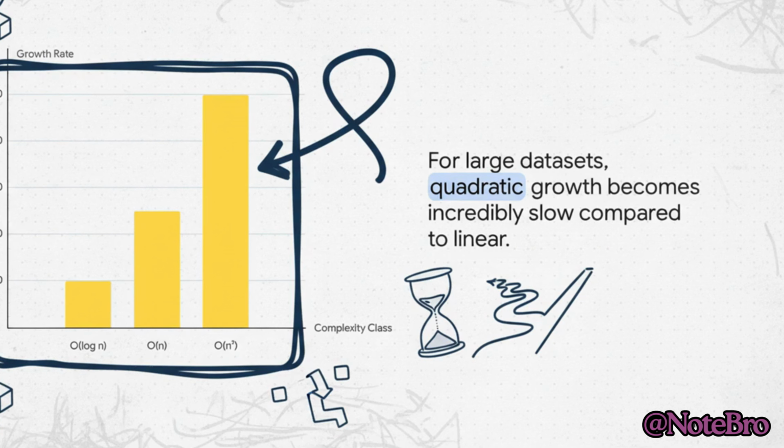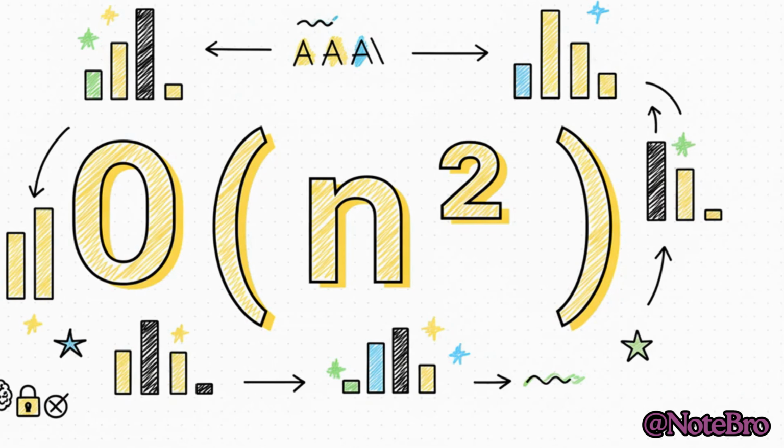But a quadratic one, O of n squared, that thing just explodes. You double the data, and it takes 4 times as long. For big lists, that's a total deal breaker. And yep, you guessed it, selection sort is O of n squared, or quadratic, and that's its single biggest weakness.